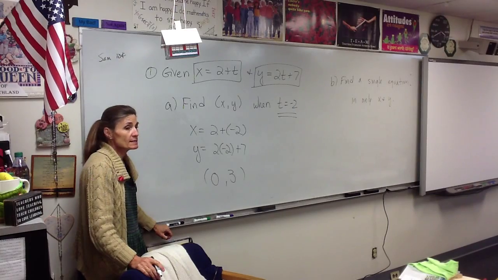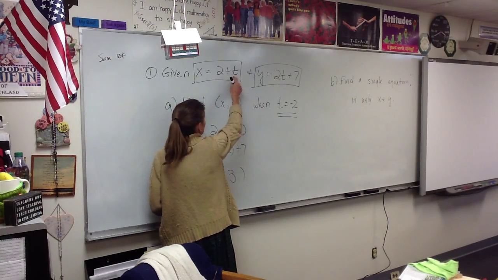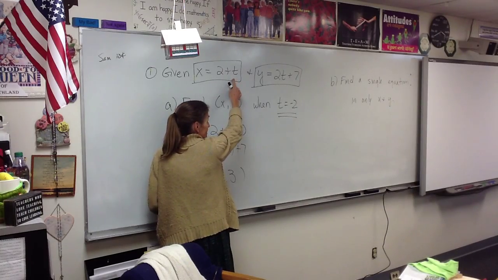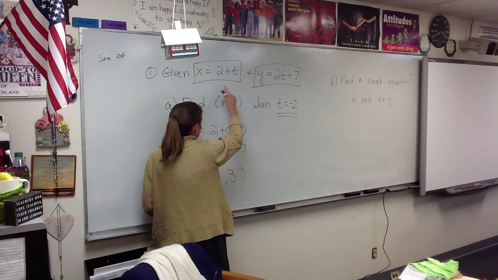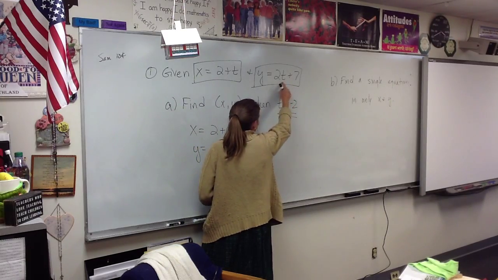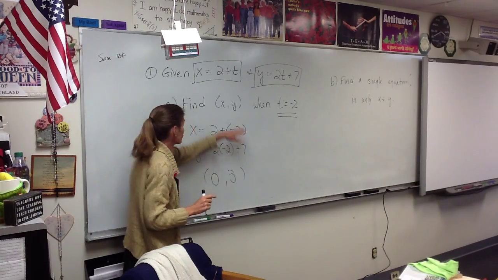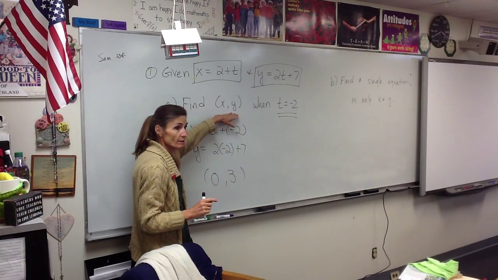You guys, this is not hard. Let t be -2. Put a -2 right there. What does that tell you about x? It's 0. What does that tell you about y? It's 3. That's your x and y coordinate pair. That's what you're looking for, the coordinate pair.